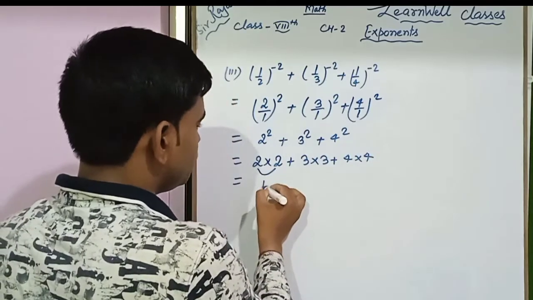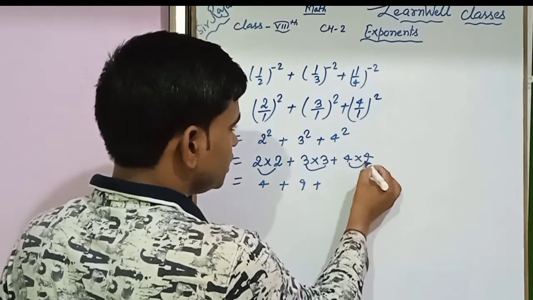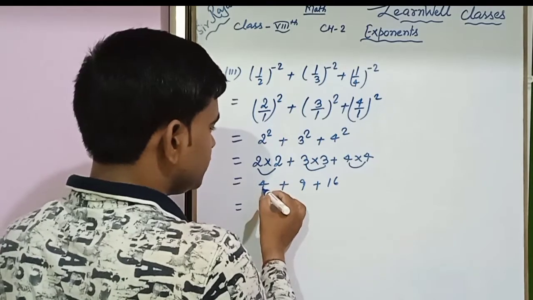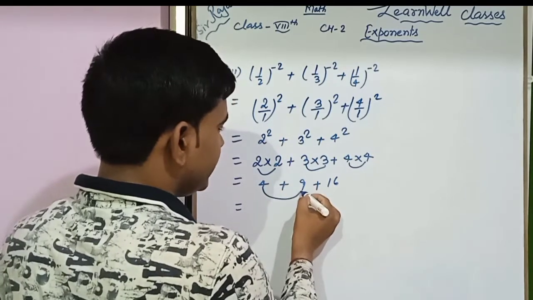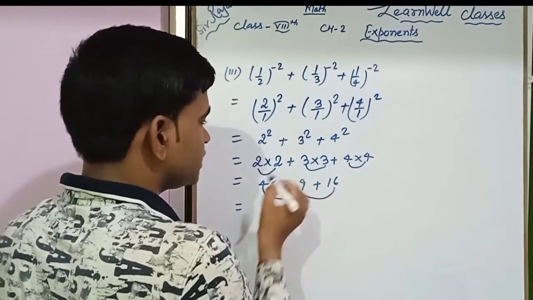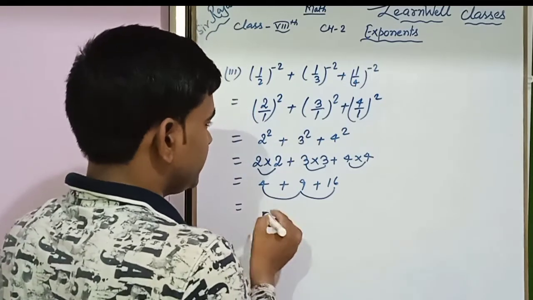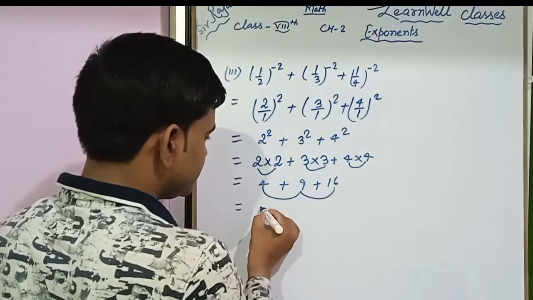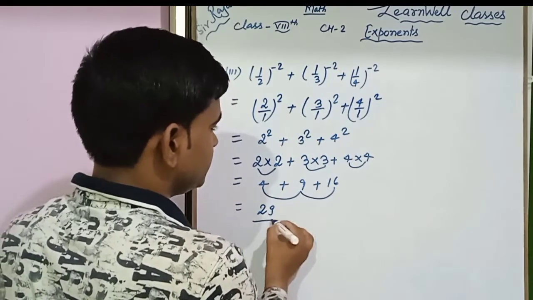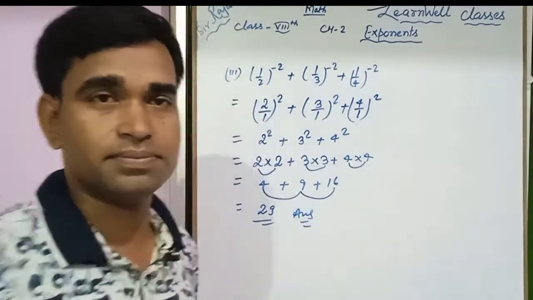2 2s are 4, 3 3s are 9, 4 4s are 16. So 4 plus 9 is 13, and plus 16: 13 plus 16 is 29. So its answer is 29.